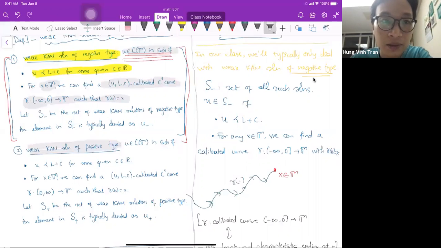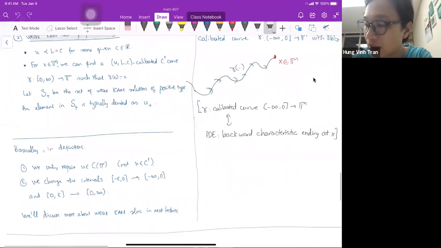We say that this is a weak KM solution if it satisfies the two properties: it is dominated by L plus C, and you can find a backward characteristic, or calibrated curve, going from minus infinity to 0 and ending at the point x. Clearly we're going to try to characterize all possible weak KM solutions and connect the dots with the PDE language and various things.